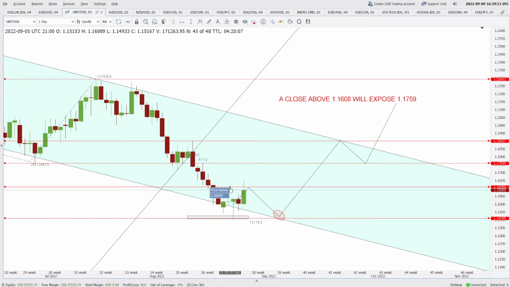That means these sellers who emerged here are now out, and this can be confirmed only after the confirmation candle, a candle like this which breaches the level and then closes a day above it. So till now this candle has 4 hours and 19 minutes to go. There is a possibility that it will go above 1.1608 and close the day higher, but only time will tell.